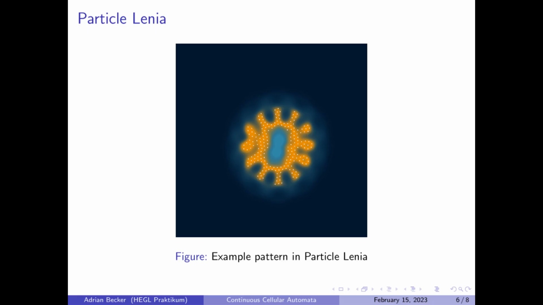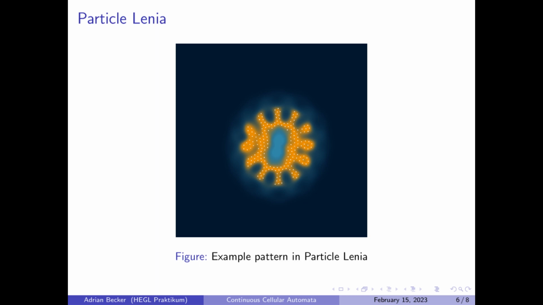How does particle Lenia alleviate this problem? It does so by introducing particles which we simulate instead of individual cells, thereby ensuring that the mass, which is equal to the number of particles we have, always stays constant.